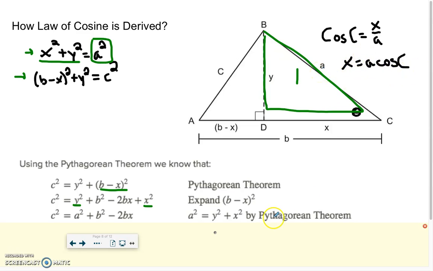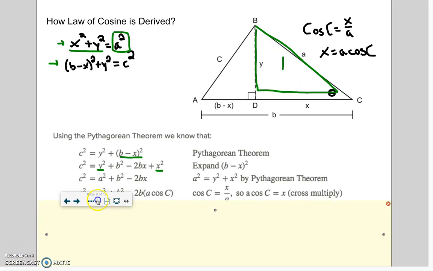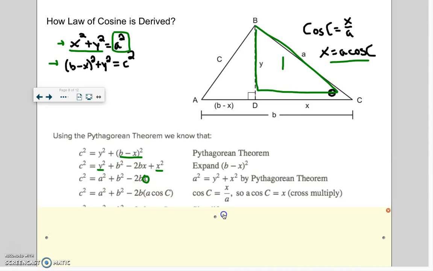So I'm going to take the a cosine, expand this up a little bit. I'm going to take this value here and plug it in for that x, and that gives me 2b times a cosine of c, which we cross multiply. That's how we got the x. And now with a little bit of rearranging, just because multiplication can go in any order, we've come up with the law of cosines formula.